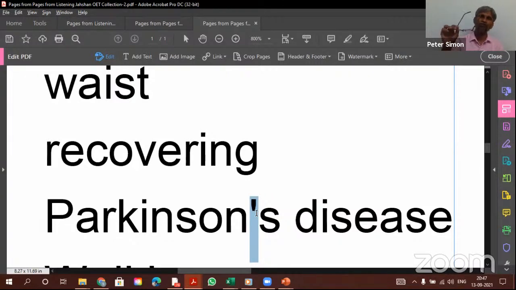Simon's means belonging. Simon's computer, computer of Simon. That's the meaning of 's: belonging to or related to. So that is the rule.